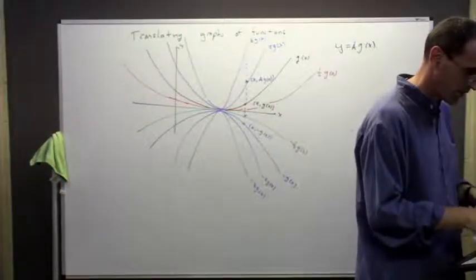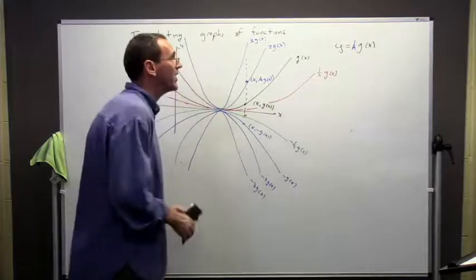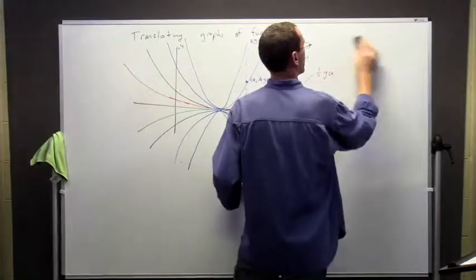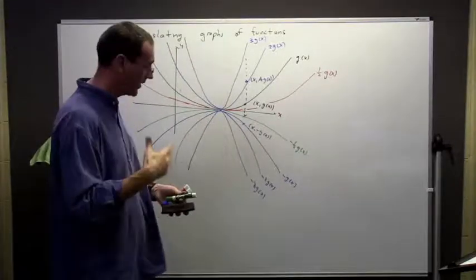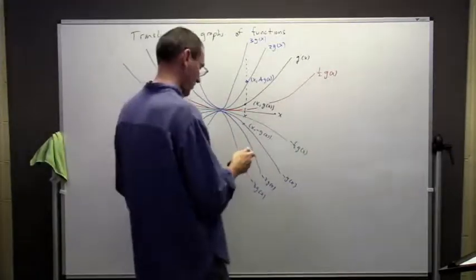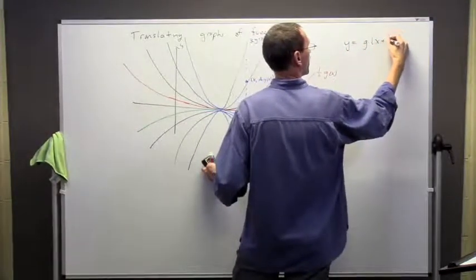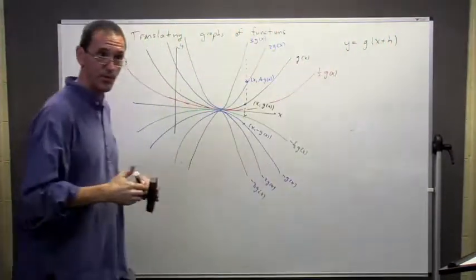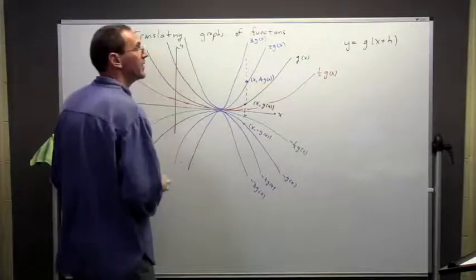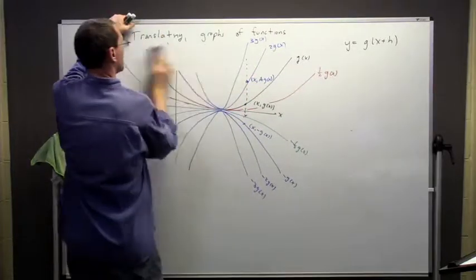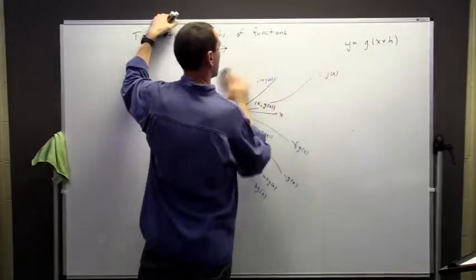Okay. Now, let's talk about horizontal changes. I'm going to ask, what happens if I change the input? So now what I just did for the output is I could either add to the output or multiply the output. I'm going to do the same thing. So what happens if I add to the input? Okay. Let's see what happens. We're going to play the same kind of game. We're going to ask, what happens if h is a positive number versus what if it's a negative number?